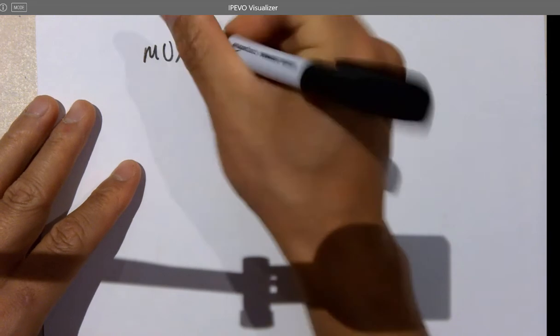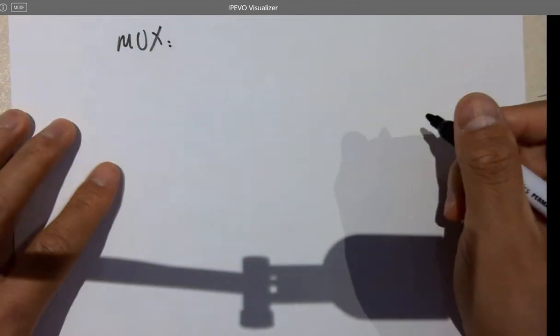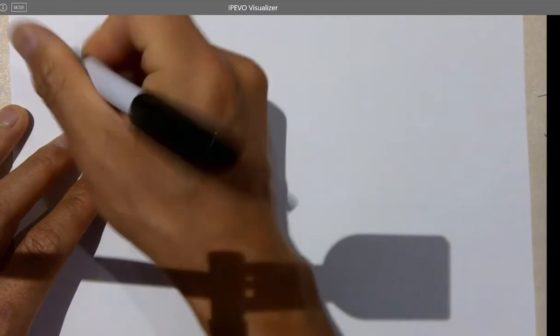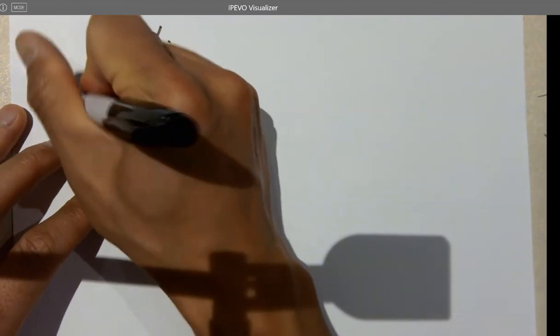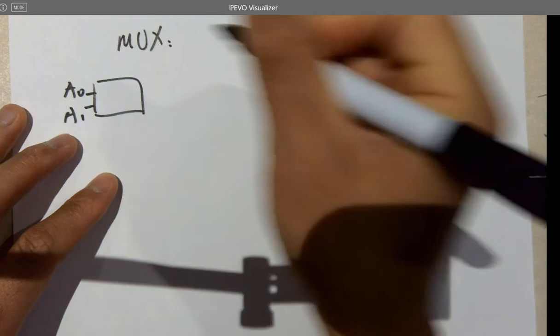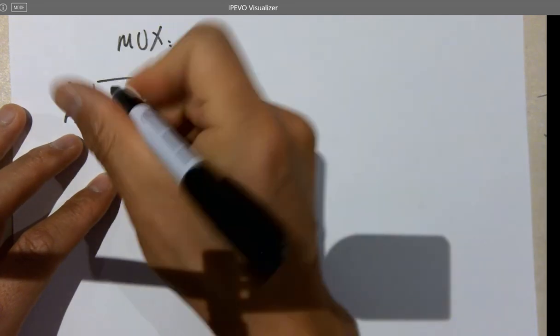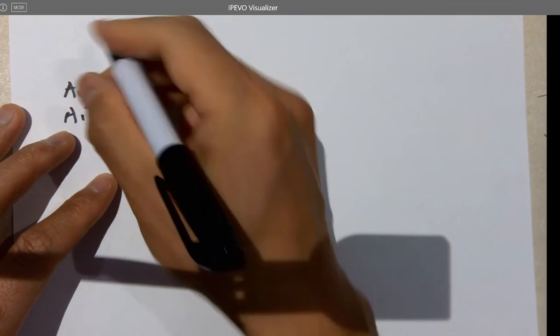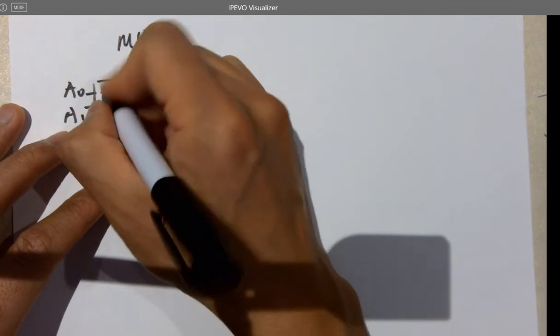So what is a mux? How do you design a mux? The logic block looks like this. You have A0, A1, 2 signal lines, and a control bit to select which one you want to send to Y. It's a 2-to-1 mux.